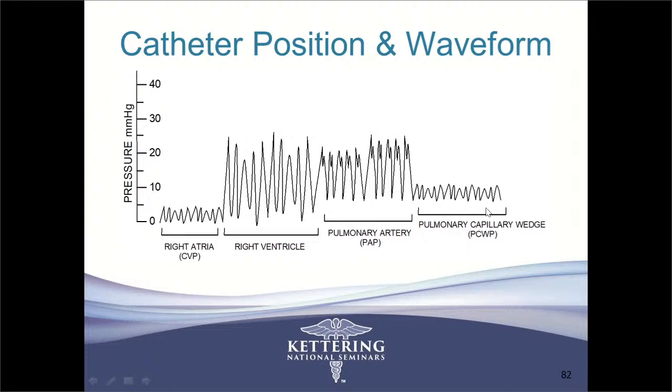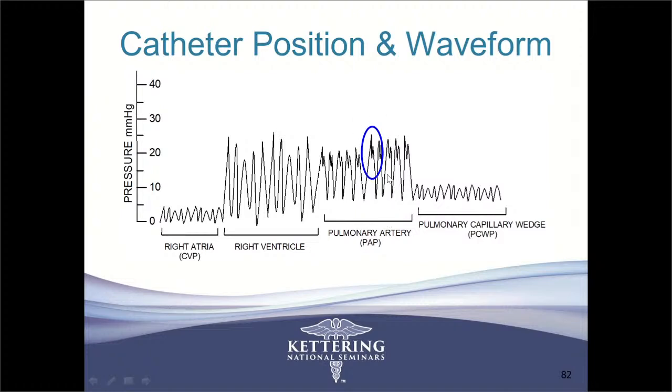The biggest thing to remember about all four of these waveforms is this one little piece right here in the middle, and that is the dicrotic notch. When you see that dicrotic notch, that represents you're in an artery. In this case, because you're hooked to a pulmonary artery line, it's the pulmonary artery that you're in. So this dicrotic notch is very important to identify. When you see that, you know the position is in the pulmonary artery.